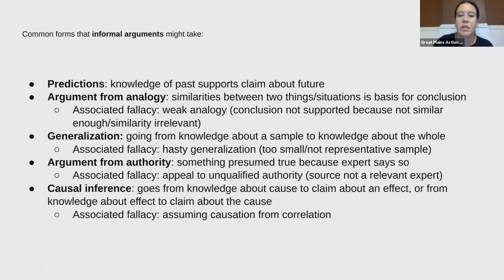And then causal inferences are also an informal argument. If you know something about a cause, you can know something about an effect, and vice versa. An associated fallacy of that is mistaking causation for correlation. Just because two things happen at the same time doesn't mean that one causes the other. And we've got to be careful not to make assumptions there.